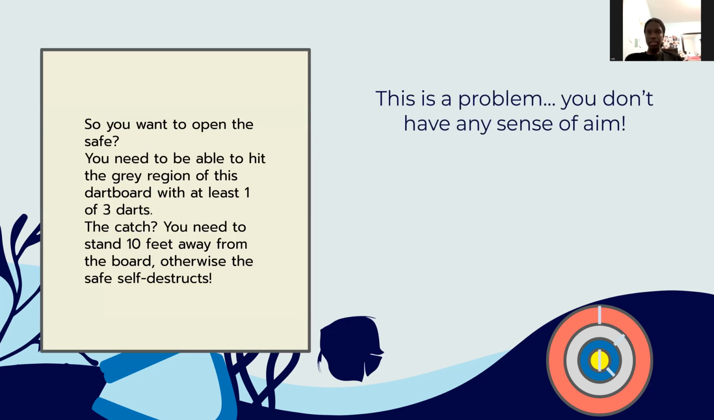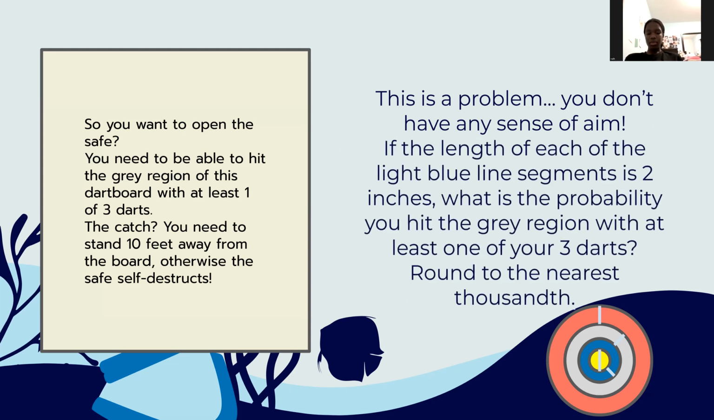So you want to open the safe, you need to be able to hit the gray region of the dartboard with at least one of the 3 darts. The catch, you need to stand 10 feet away from the dartboard, otherwise the safe self-destructs. The problem is you don't have any sense of aim. If the length of each of the light blue line segments is 2 inches, what is the probability you hit the gray region with at least one of your 3 darts, to the nearest thousandth?